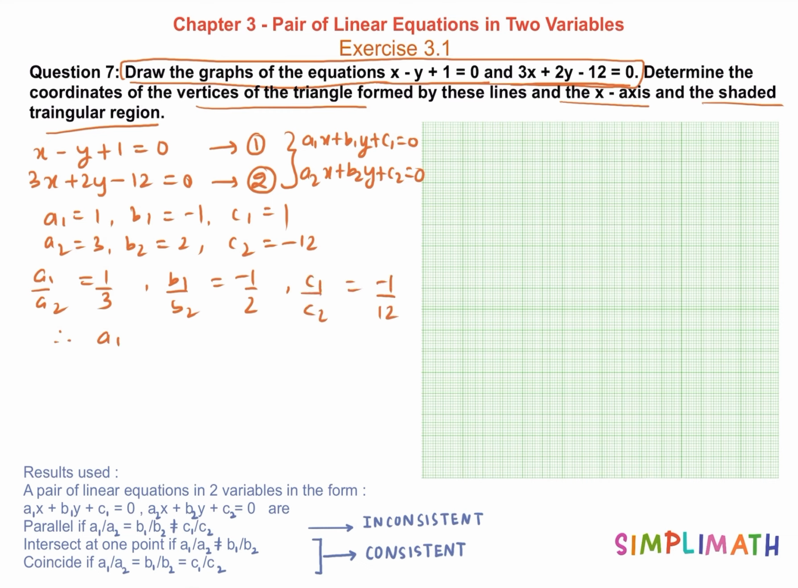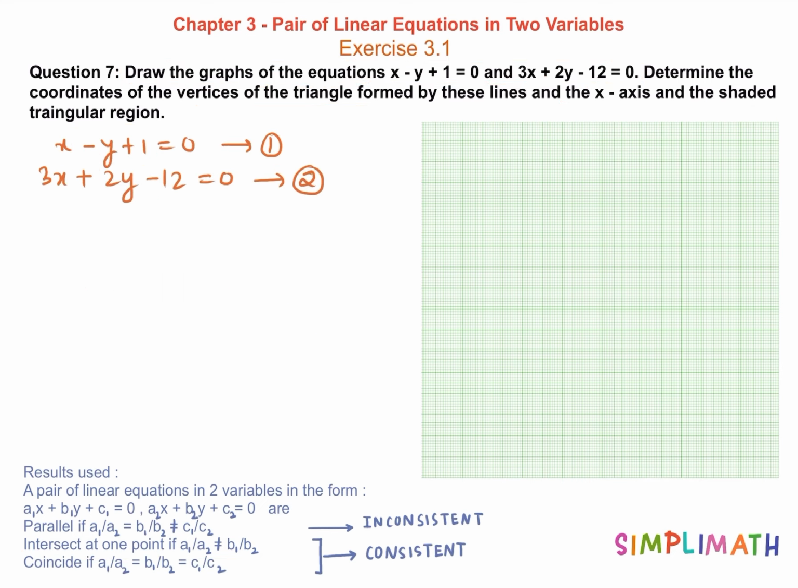So we have a1 by a2 is not equal to b1 by b2. And when does this happen? When the pair of linear equations intersect at one point. So there is going to be one unique solution, right? So now let us find the solution on the graph.